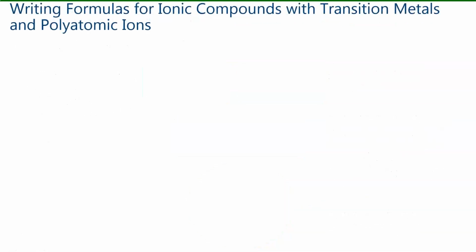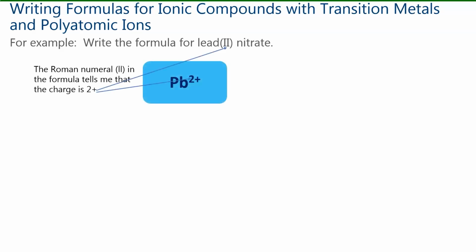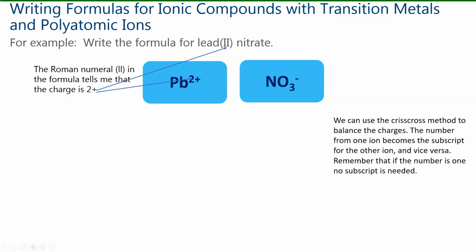Let's do another example. In this example, we're going to have a multivalent transition metal. So we're going to write the formula for lead-2 nitrate. The first thing we'll do is write the ion for lead-2, and the Roman numeral 2 in the formula tells me that the charge is +2. Then we'll write the formula for nitrate, which is NO3 negative, and we get the formula for nitrate by looking up the word nitrate on the table of polyatomic ions. Next, we can use the crisscross method like we did before to balance the charges. So the number from one ion becomes the subscript for the other, and vice versa. Remember that if the number ends up being 1, no subscript is needed.